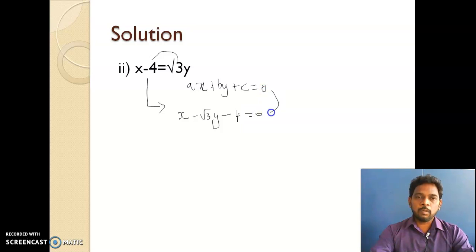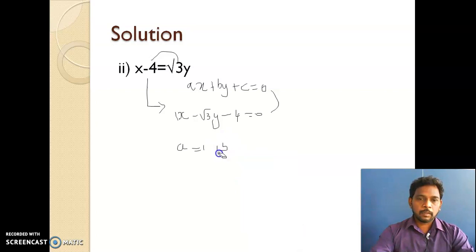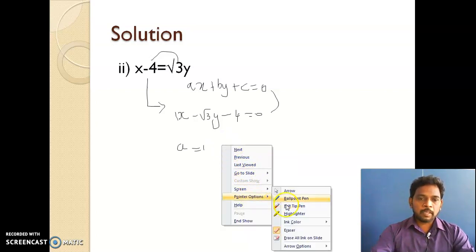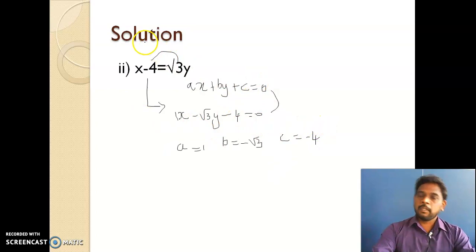Now when we compare these two, what is a? The coefficient of x is 1, nothing is written there, so we can take 1. So a equal to 1. What is b? b equal to minus root 3. We take it with the symbol; if a negative symbol is there, take it with the negative symbol, and if it is positive, leave it, no problem. And c equal to minus 4. So that is the solution of the equation, right?